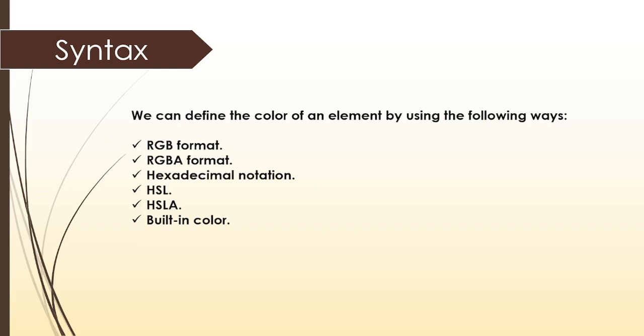So the next type we have is RGBA format. Here, red, green, blue. Then A stands for what? A stands for alpha. It is almost similar to RGB format, except that in RGBA, A contains alpha, which specifies the element's transparency. So alpha is used to specify the element's transparency.